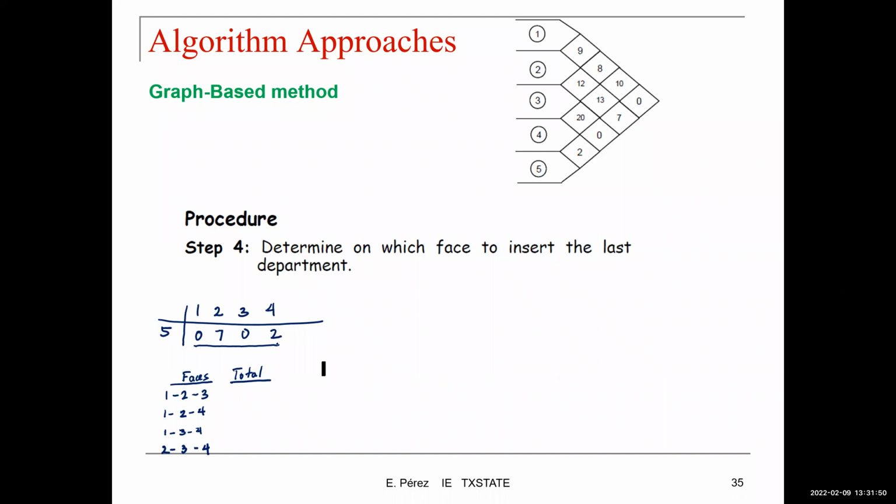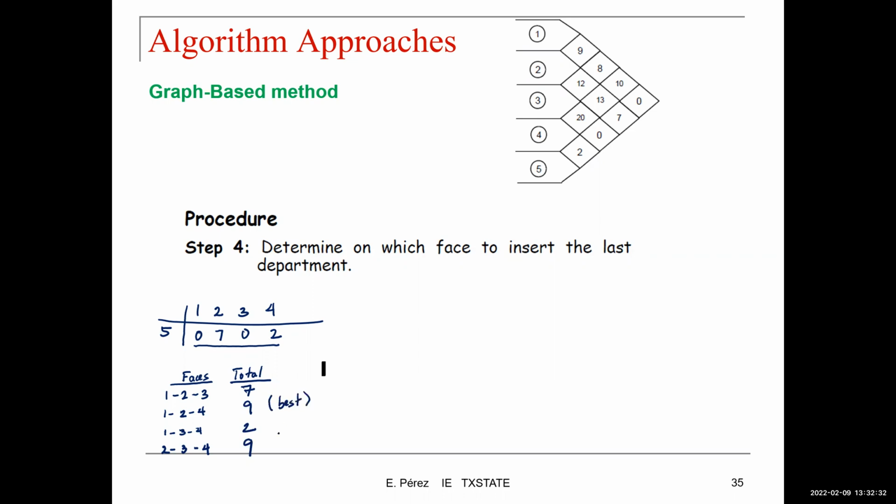So we're going to be looking at these numbers. 1, 2, and 3. So we look at 1 is 0, 2 is 7, and 3 is 0, so the total is 7. We look at 1, 2, 4. 1 is 0, 2 is 7, and 4 is 2. So this is 9. 1, 3, 4, 0, 0, and 2. So this is 2. And 2, 3, 4 is 7 plus 2 is 9. So we have a tie.